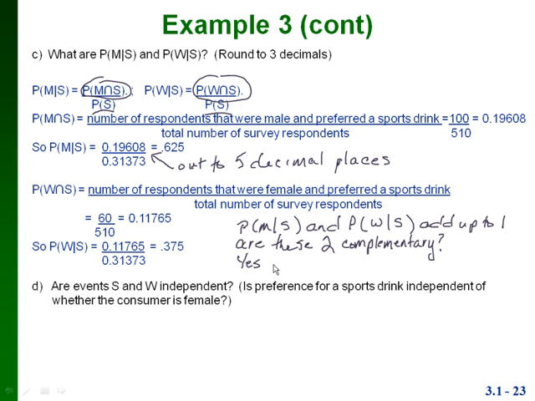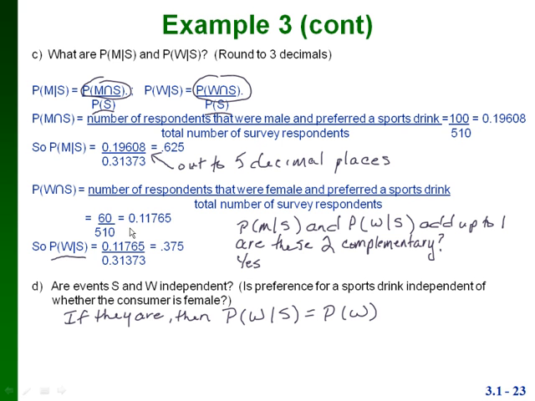Okay, so our final part of this problem is to look at the events S and W and determine whether they're independent. In other words, is preference for a sports drink independent of whether the consumer is a female? So what does it take to be independent? Well, if they are independent, then our conditional probability would have to be the same as the probability of an event alone. And the conditional probability we already calculated that has W and S in it was this one up here. If they are independent, then the probability of W given S would be the same as the probability of W. Well, we know our probability of W given S.